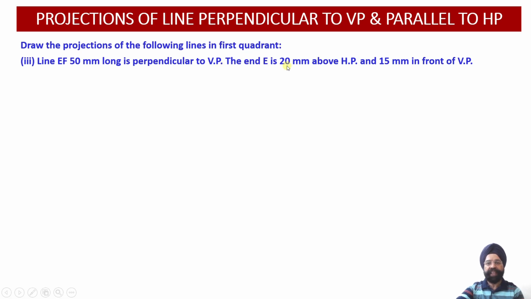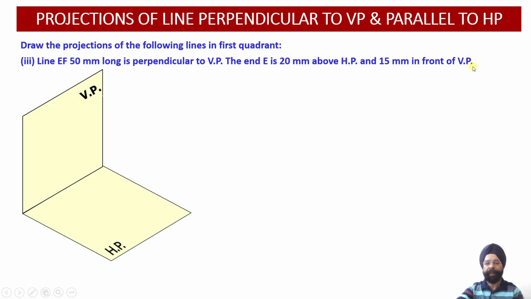And what are the coordinate locations of the first point of the line? The end E happens to be 20 millimeter above HP and 15 millimeter in front of VP. So you see we have drawn the line over here, and how it is to be spatially located. This distance above the horizontal plane will be 20 millimeter, and the distance from the vertical plane is 15 millimeter.